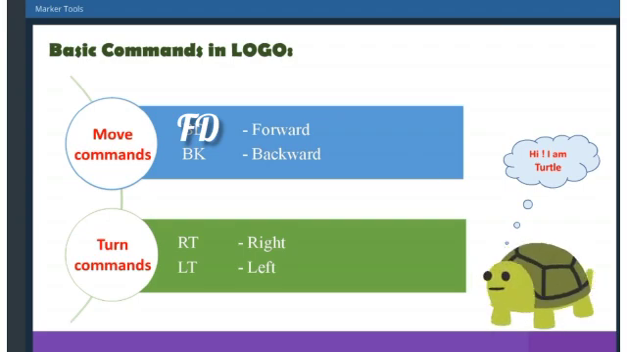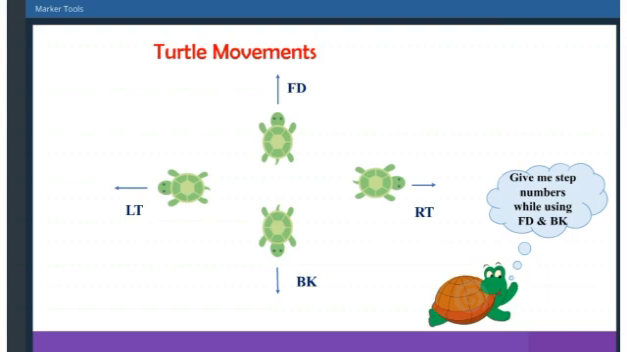Here, this is for forward. We can give the turtle movement FD 100 or 50, which means it will move forward. Then BK is for backward. If you have to turn left, give the command LT, left turn: L for left, T for turn. The same thing for right turn.